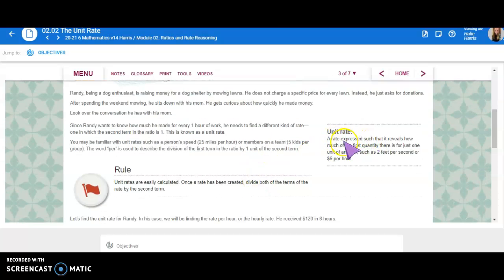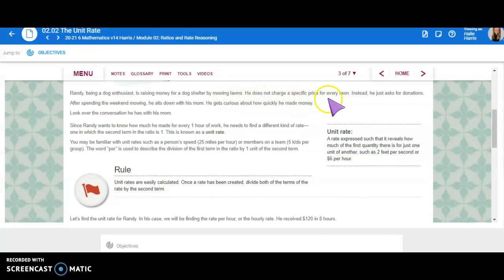So unit rate, over here we are reminded a unit rate is a rate expressed such that it reveals how much of the first quantity there is just for 1 unit of another, such as 2 feet per second or $6 per hour. Randy, being a dog enthusiast, is raising money for a dog shelter by mowing lawns.